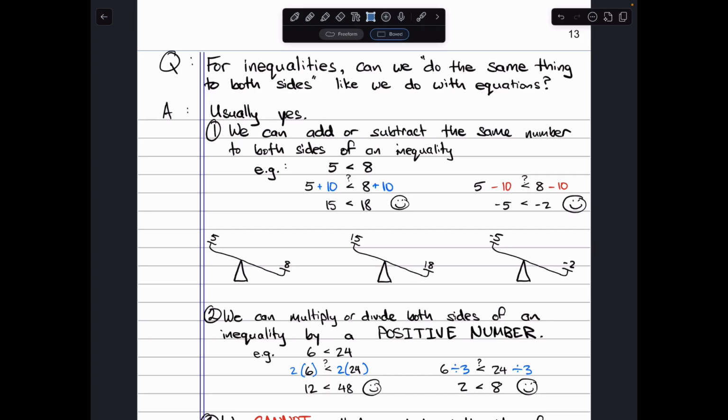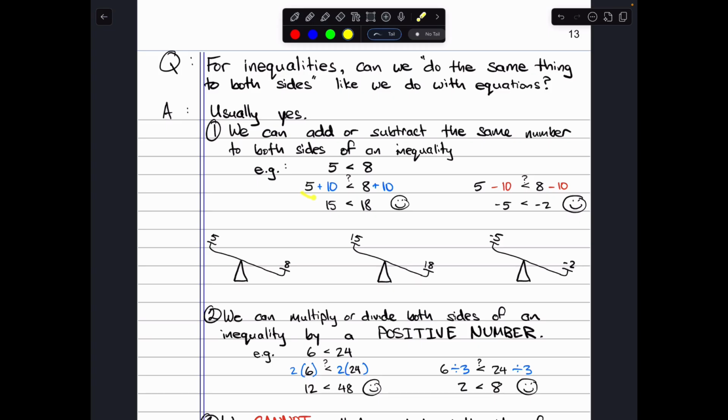But let's just try it out. Let's add the same number to both sides and see if we get a true inequality. Since we're not sure yet, I put a question mark there. That's kind of my notation for, hey, I know 5 is less than 8, but I'm not sure yet if I can add the same thing to both sides. So I put a question mark above that less than. I'm just asking, is 5 plus 10 really going to be less than 8 plus 10?